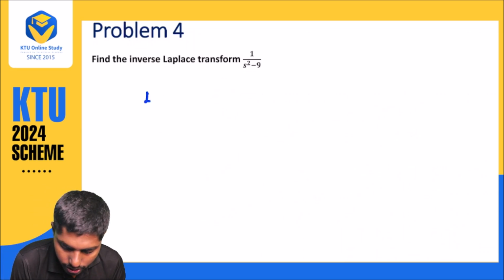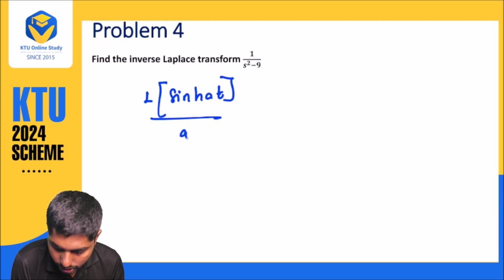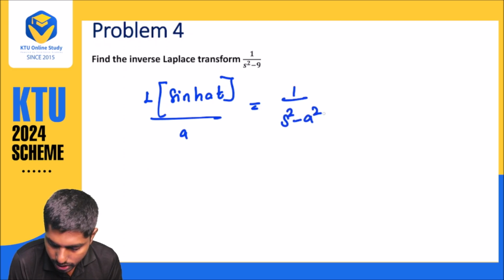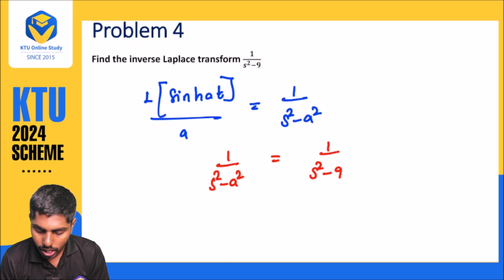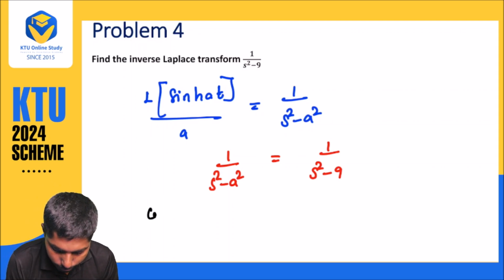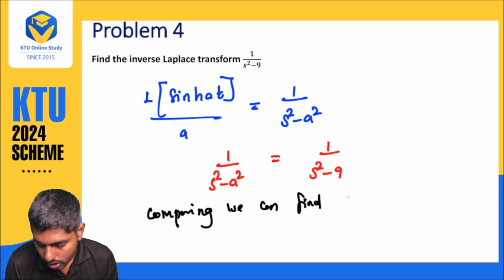It will become L of sin h at divided by a is equal to 1 divided by x square minus a square. What is the question they have given? 1 divided by x square minus a square is equal to 1 divided by x square minus 3 square. Now comparing, we can identify the a value.